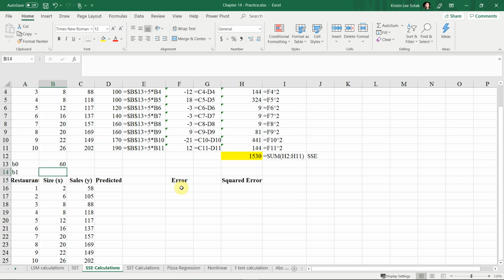We have beta 0 as our intercept, and beta 1, remember, was our slope, which was 5. So we can calculate the predicted value of y as equal to the intercept plus the slope times x. But remember, for both of our estimated parameters, the slope and the intercept, we want to keep these values the same. So I put the dollar signs in. So this is our predicted value. We can do that for all of those.